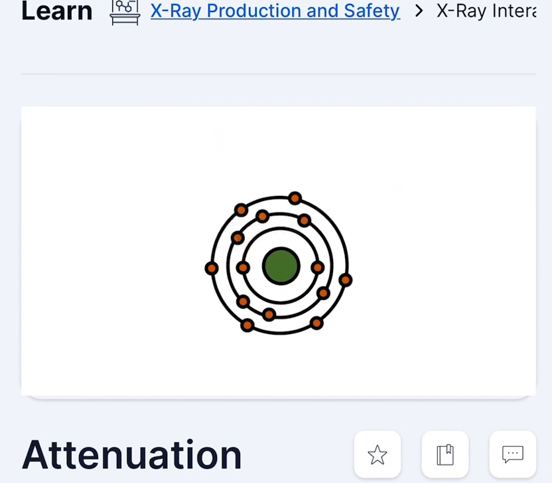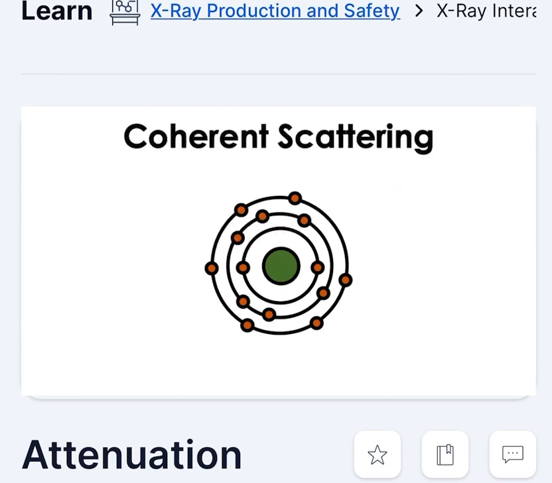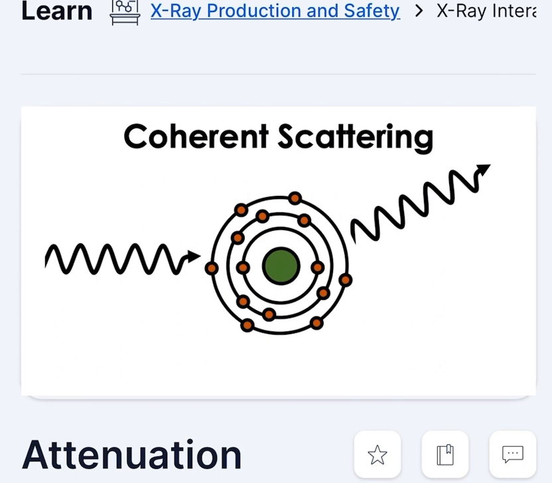The next interaction process is very different: coherent scattering. With coherent scattering, the process starts the same. An X-ray photon enters an atom in the patient. The photon is initially absorbed by the atom, and then the energy of the photon is ejected out of the atom as a photon with the exact same energy, but in a different direction. No ionization takes place. The photon is only scattered, meaning it changes direction. So in this mechanism, it's a photon in and a photon out. Coherent scattering can also result in attenuation if the photon is scattered completely out of the beam.